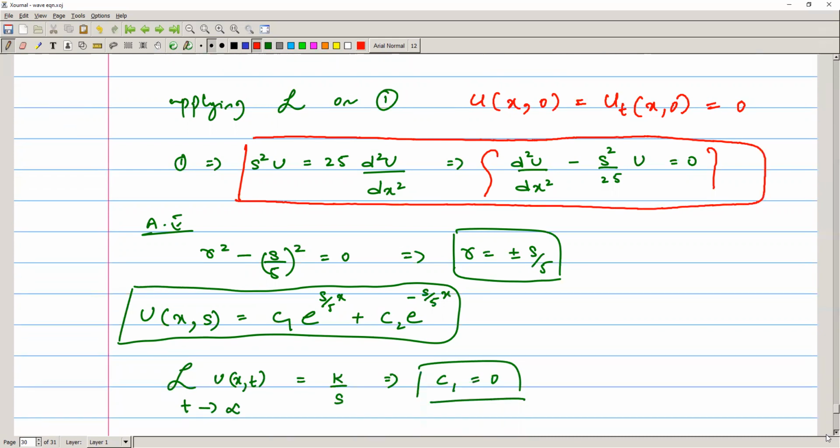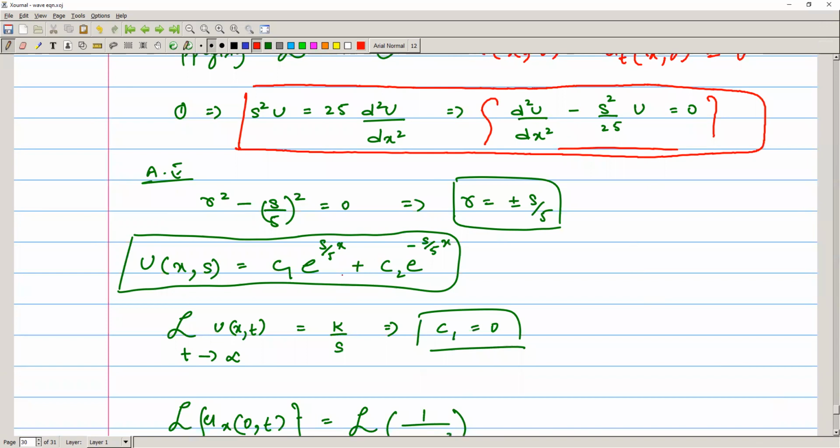And then we can use the auxiliary equation because this is a second order homogeneous ODE, so we can easily find the solution for this problem by finding the roots of the auxiliary equation. So the solution for u(x, s) will be c1 e to the power (s over 5)x plus c2 times e to the power negative (s over 5)x. And then we will call it equation 2.